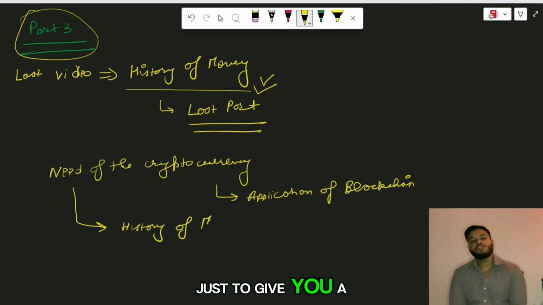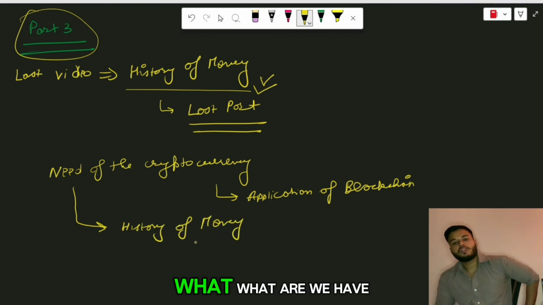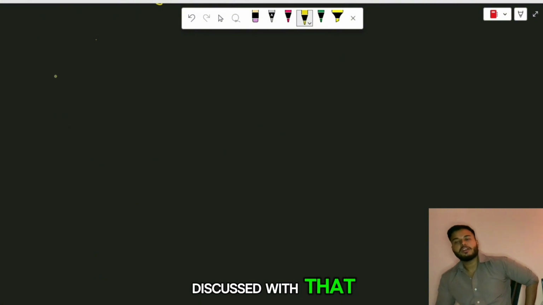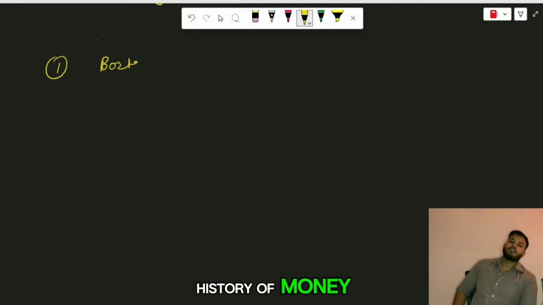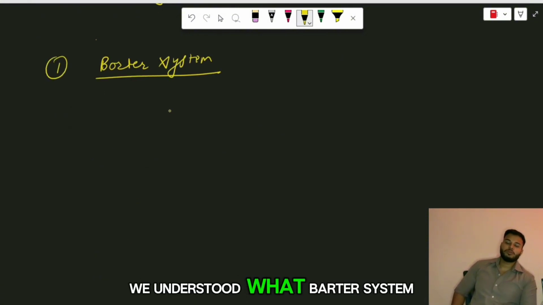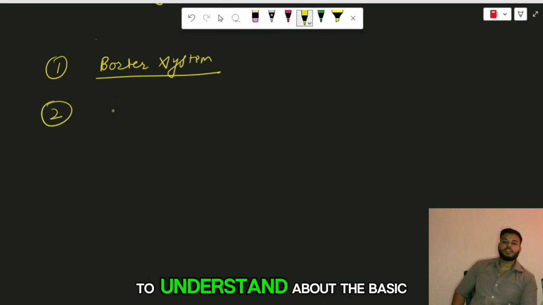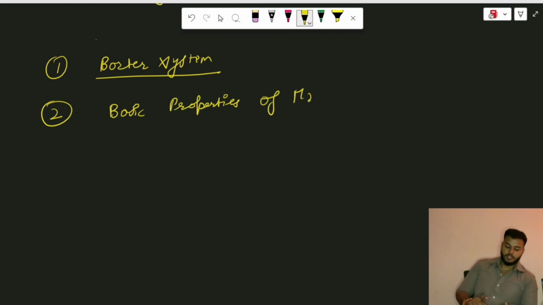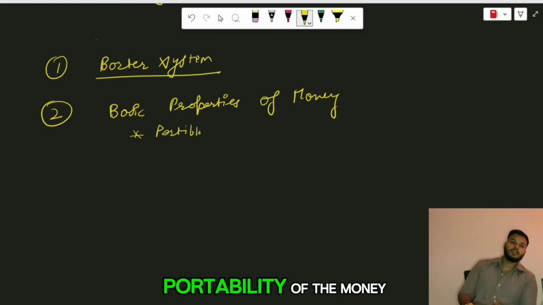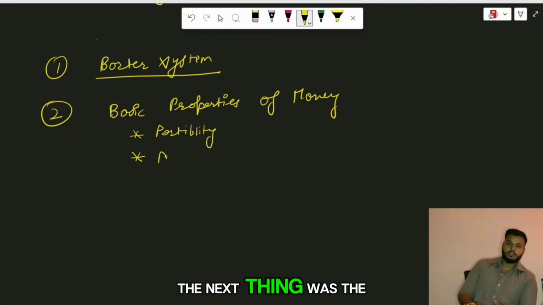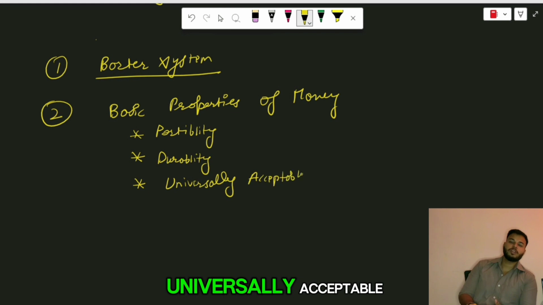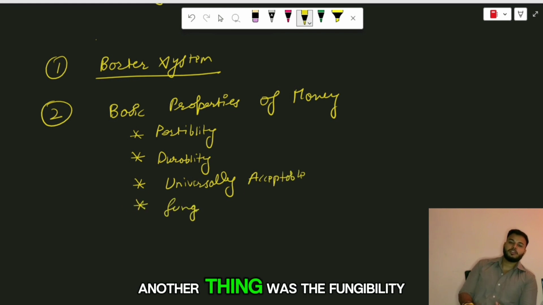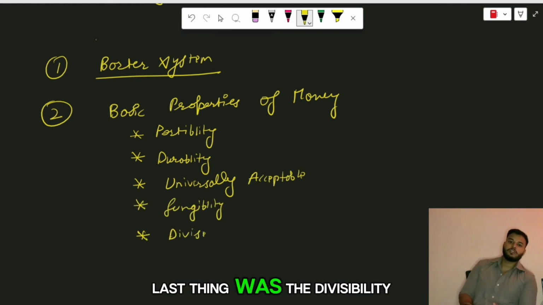Just to give you a brief of the last two videos, we started with the history of money with the barter system. We understood what the barter system is, and then we moved on to the basic properties of money. The first was portability, the next was durability, the third was universal acceptability, another was fungibility, and the last was divisibility.